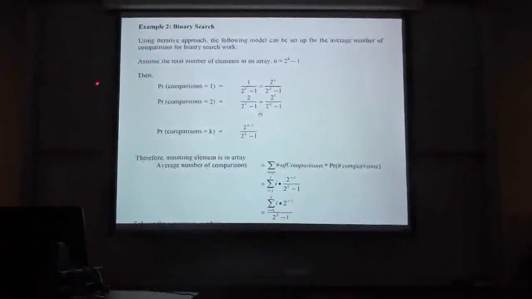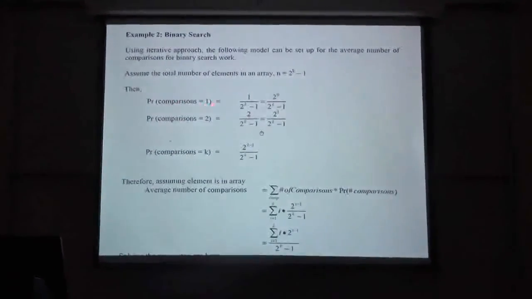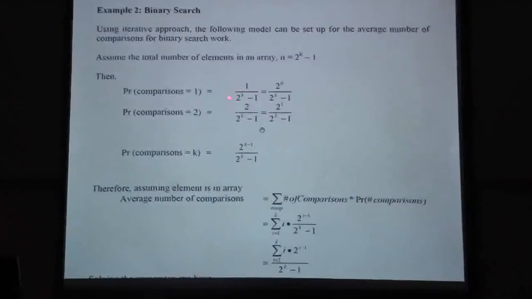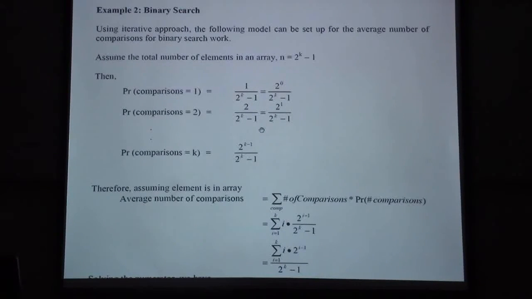So the probability that the number of comparisons is going to be 1 is 1 over 2^k minus 1, which is the same thing as 1 over, what's 2^k minus 1? n. So therefore it's going to be 2^0 over 2^k minus 1. Does that make sense? Which is 1 over that.